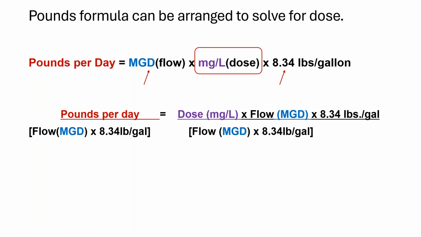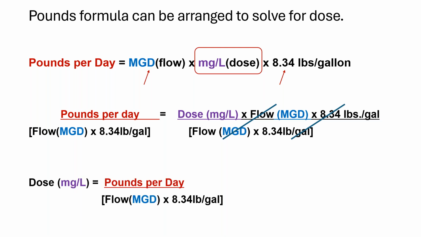And so you notice how we're dividing both sides of the equal sign by flow times 8.34. And on the right-hand side of the equation, you notice we can now cross cancel flow and 8.34, so we get dose by itself. So if we flip it over and rewrite it, we see that dose in milligrams per liter is equal to the pounds per day divided by the flow in MGD times 8.34.